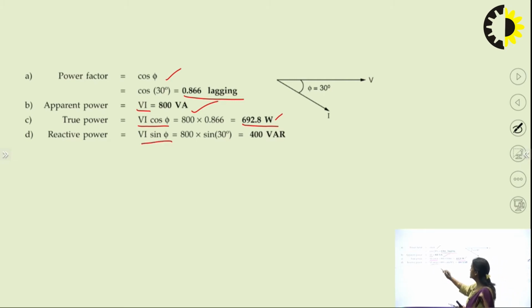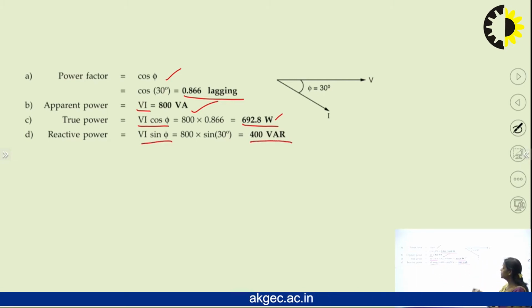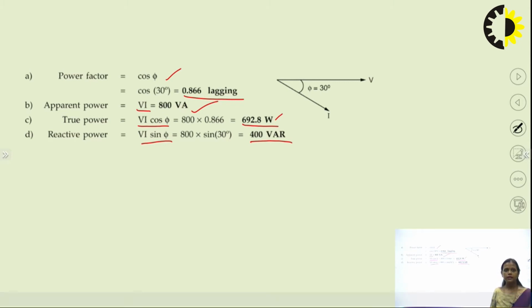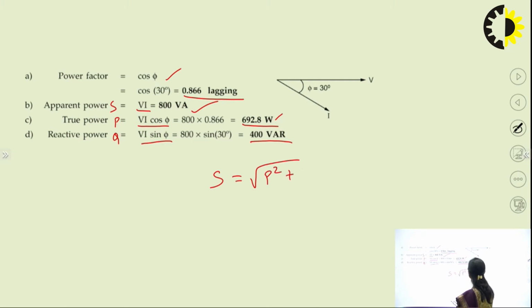Then reactive power is VI sin phi, and by putting the value you will get 400 VAR, that is volt ampere reactive, right? So this is how you can find all these three powers: apparent power, true power and reactive power, right? And you can also verify this. We know apparent power is S, this is P and this is Q. You can calculate and verify by yourself using this equation: S is equal to under root P square plus Q square, and if you put all these values, you will see that this value will satisfy this equation.